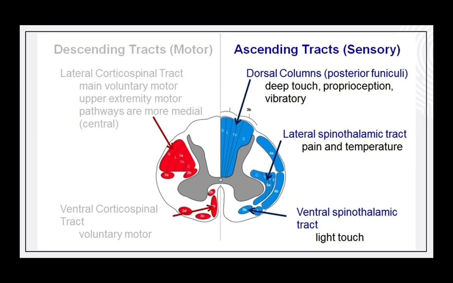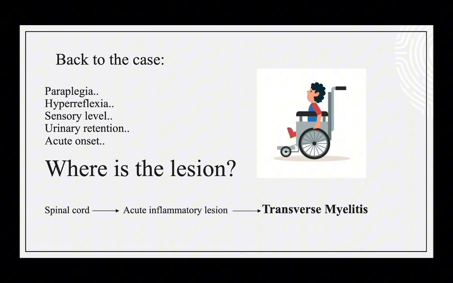So let's go back and apply the mental map to the case. The patient had hyperreflexia, which means it's an upper motor neuron lesion, and the sensory level was at T4, meaning the nipple, so that means it's a spinal cord lesion. There was urinary retention, so definitely a spinal cord lesion, and the onset was acute, so it's an inflammatory process. Only now we ask, what diseases fit this pattern? One important possibility is acute transverse myelitis.